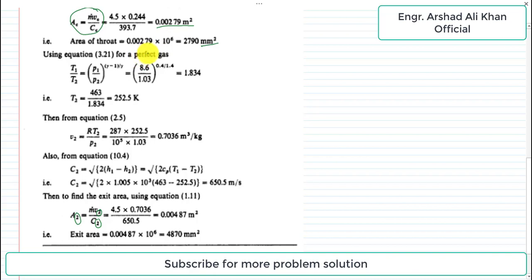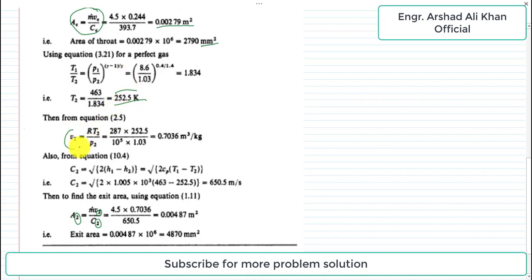Further, again repeating these calculations for the exit, T1 by T2 is equal to (P1 by P2) power (gamma minus 1) by gamma. P1 is 8.6 and P2 is 1.03. When we put these values in this expression, we get T2 is equal to 463 by 1.834. So the value of T2 is 252.5 Kelvin.